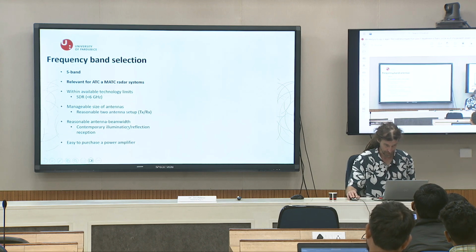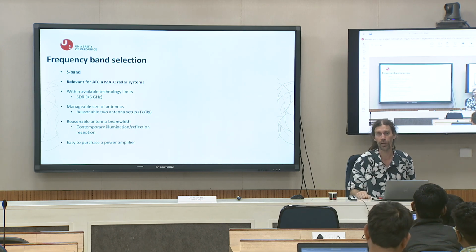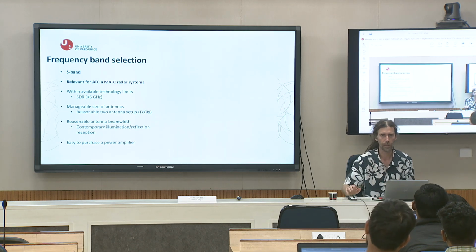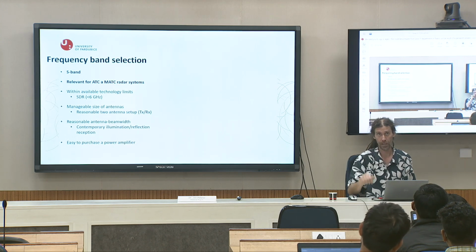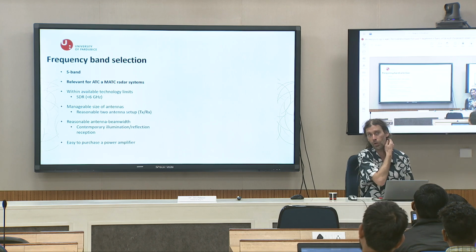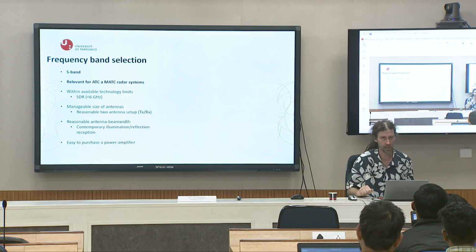Also, there is reasonable antenna beam width and simultaneous illumination and reflection reception. This antenna was not commercially available, but was designed just for this measurement, just for this purpose. If I remember well, the price was about 2,000 or 3,000 euros, something like this, because it was a custom design. We didn't develop this antenna ourselves, we just sent the requirements, which parameters we need, to a special company that made it for us.